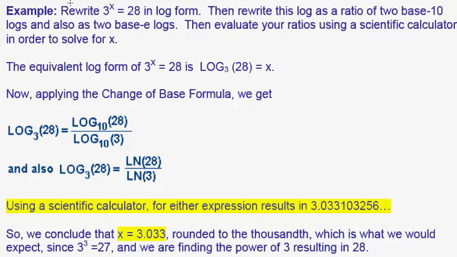In this problem, we're going to solve the equation 3 to the x equals 28. And the way we're going to do this is we're going to rewrite it in log form, and then we're going to apply the change of base formula. Well, the equivalent log form of 3 to the x equals 28 is base 3 log of 28 equals x. Remember, the exponent is always opposite the log with respect to the equal sign. So our exponent is x, and the base of the exponential 3 will be the base of the log. So it's base 3 log, and the other quantity is 28.